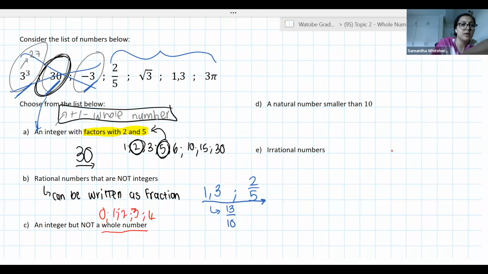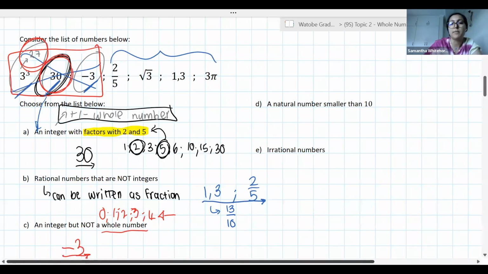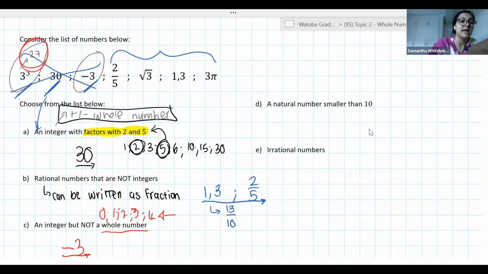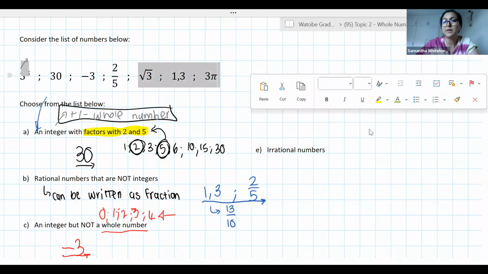So guys, remember, these were all integers. If we think about the definition we just got for whole numbers, 27 and 30 are counting numbers. It is then only -3 that is not a whole number. So exactly as Kiketso said, -3 is an integer, but not a whole number. I'm just going to take all of these scribbles off so we're not getting confused.